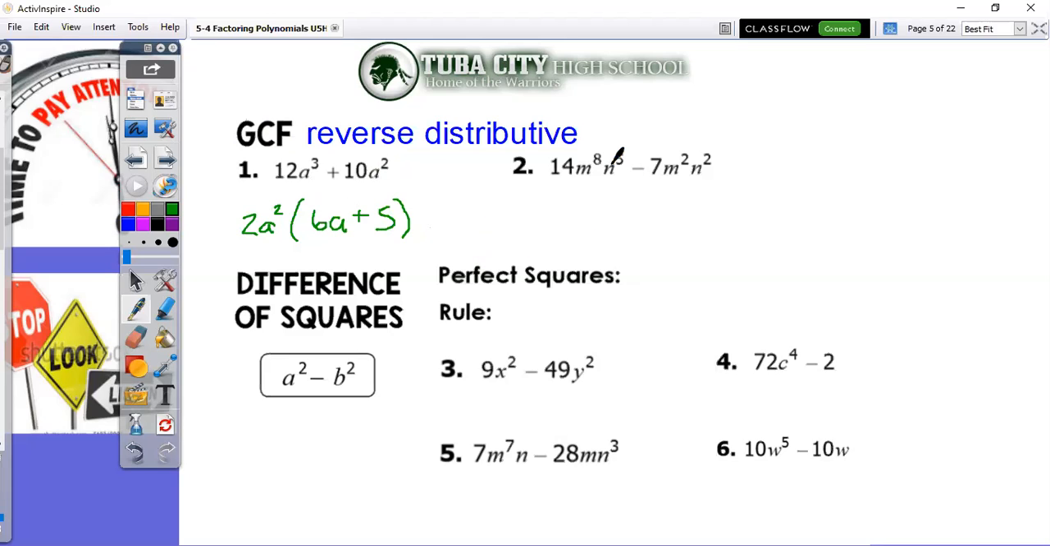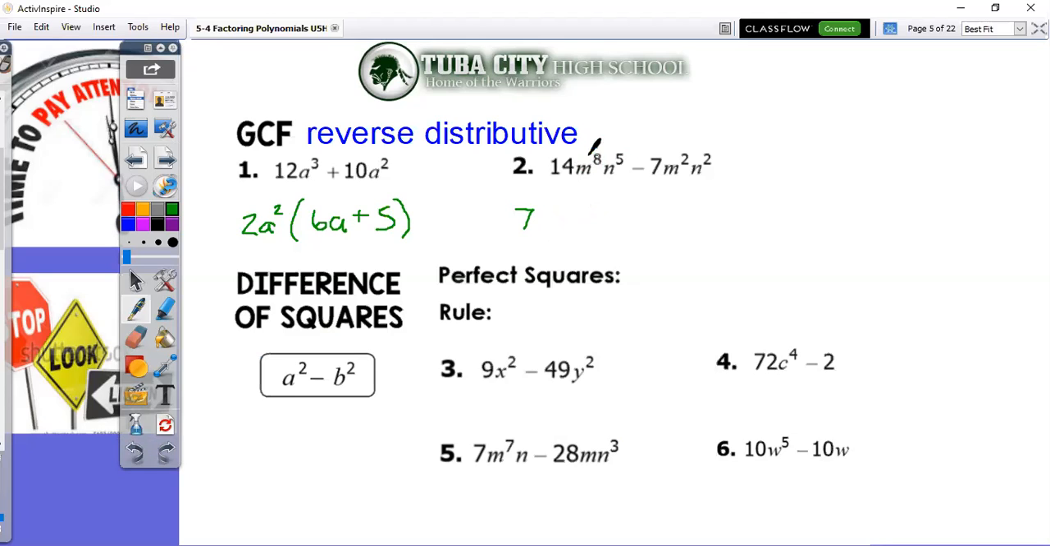So let's go ahead and try this one here. So in this one, what can we take from these two groups? So let's look at the number. Well, we only have 2 terms. We have this right here, and then a second term over here. So let's see, 14 and 7 are both divisible by 7. So I'm going to take a 7 from both of them. But let's also look at what else we can take from both of them.